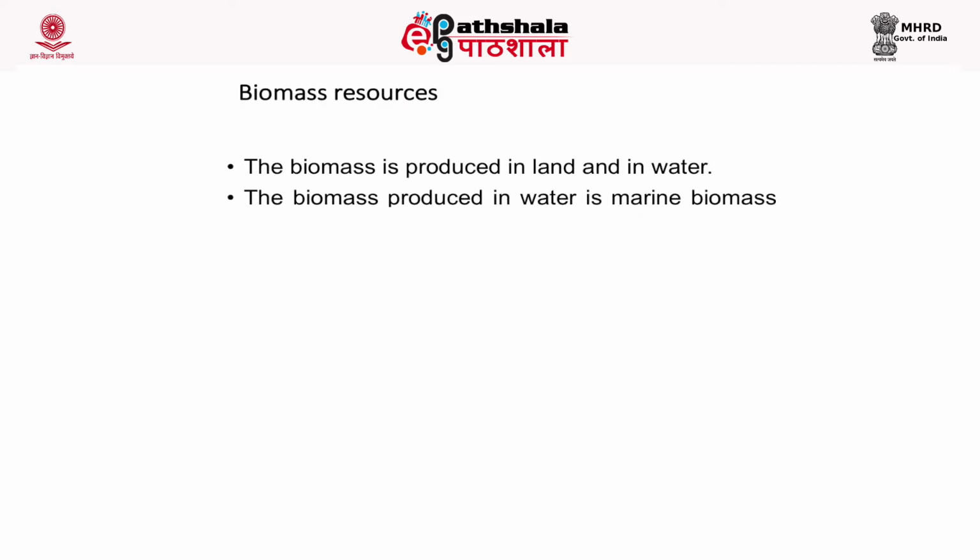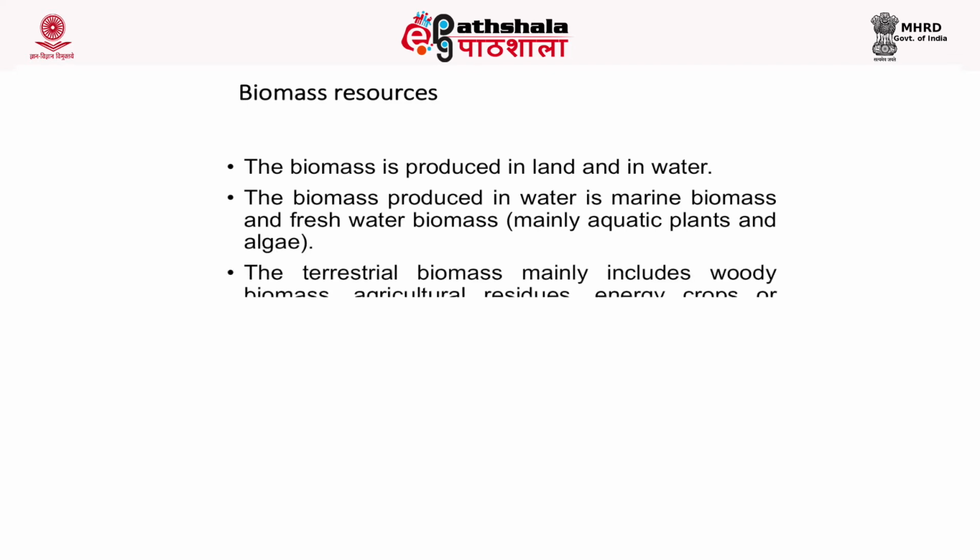Biomass resources. Biomass is produced on land and in water. The biomass produced in water can be classified as marine biomass and freshwater biomass. If it is produced in the ocean, it is known as marine biomass. If it is in freshwater bodies like ponds, lakes, etc., it is known as freshwater biomass. Together, it is known as aquatic biomass.